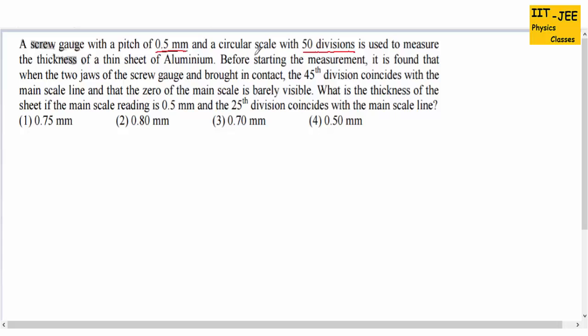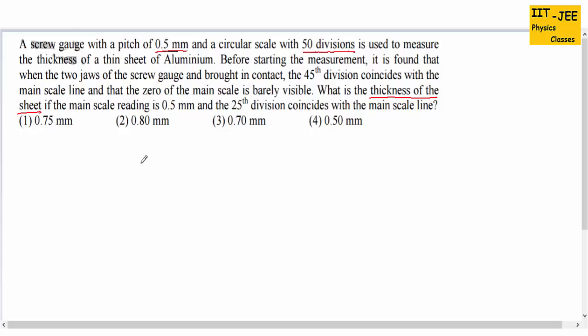So here the pitch and the total number of circular scale divisions are given, and then before starting the measurement it is found that when the two jaws of the screw gauge are brought in contact, the 45th division coincides with the main scale line, and then the main scale reading is given, and also the circular scale division which is coinciding with the main scale line is given. Here we have to find the thickness of the aluminium sheet that we are measuring using this screw gauge.